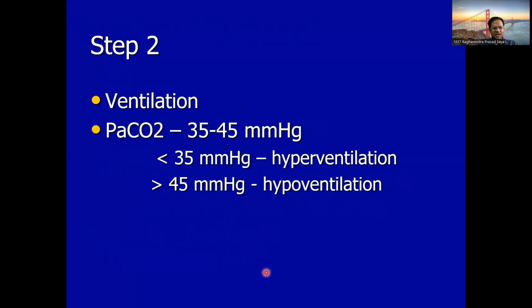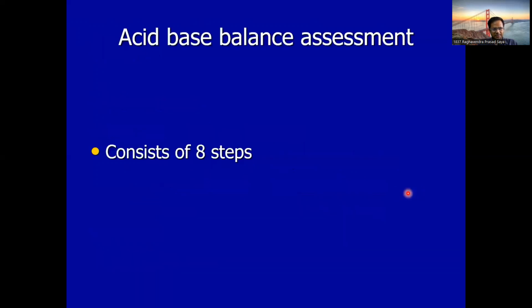So step 2 is the assessment of the ventilatory status of the patient. The PaCO2 is normal at 35 to 45 millimeters of mercury. When the PaCO2 is less than 35 millimeters of mercury, the patient is hyperventilating. And if it is more than 45 millimeters of mercury, the patient is hypoventilating. That means the patient will have respiratory acidosis.